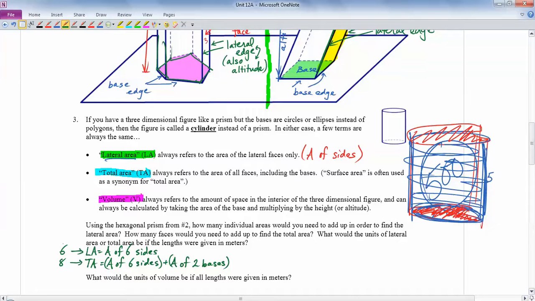What would the units of lateral area be? Well, if we were working in meters, lateral area is an area. Area is in meters squared then. And total area, well, that's still an area too, so that would also be in meters squared.